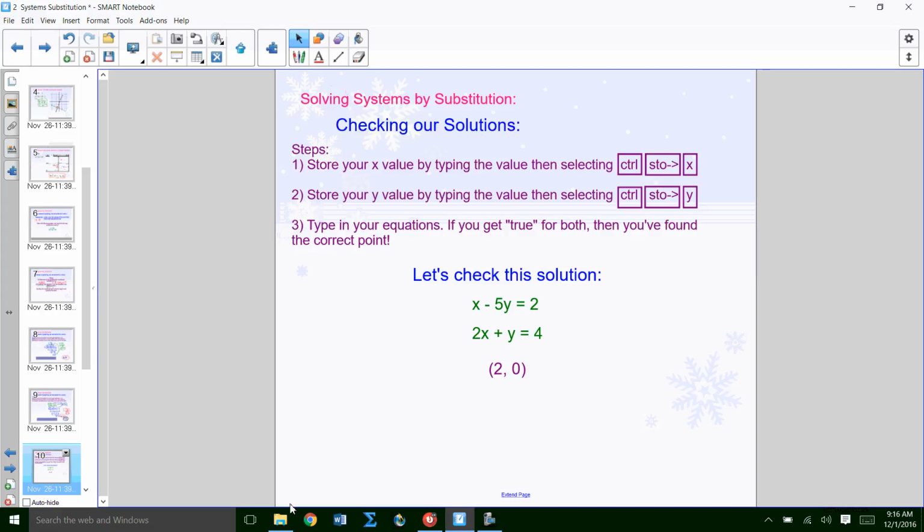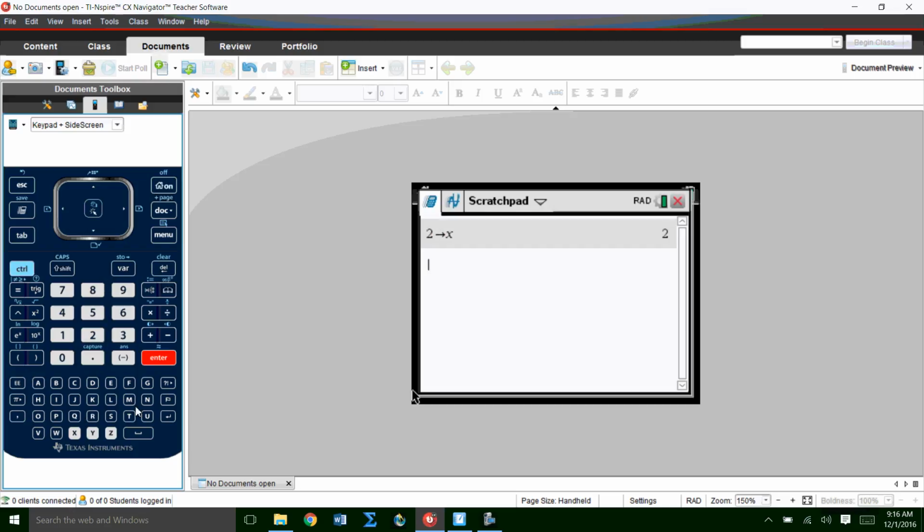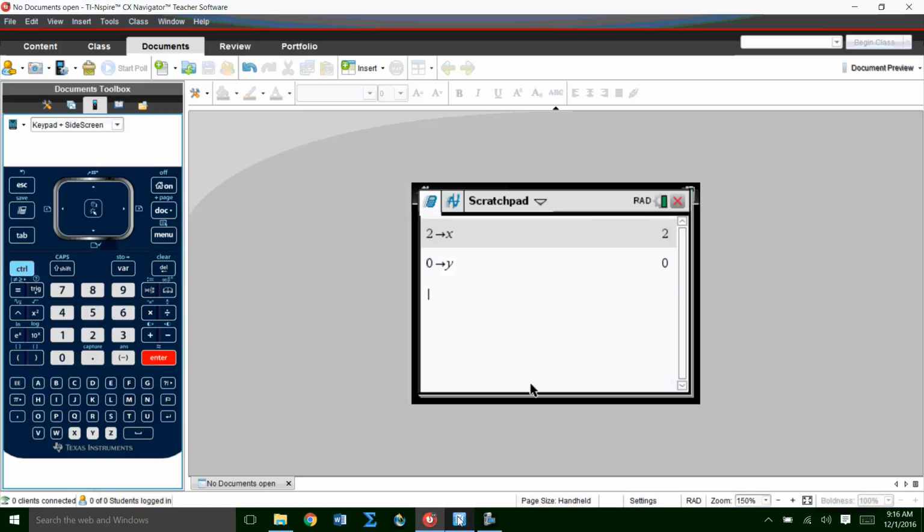We got x's value to be 2, so I'm going to go to my graphing scratchpad and type 2, then ctrl store as x, and hit enter. And then I'm going to store y as 0, so 0, ctrl store as y, and hit enter. So now I've stored x is 2, y is 0. And we're going to now check that x minus 5y actually does equal 2. So you'll just type in x minus 5y equals 2 and hit enter. You should get true if you've done it correctly.